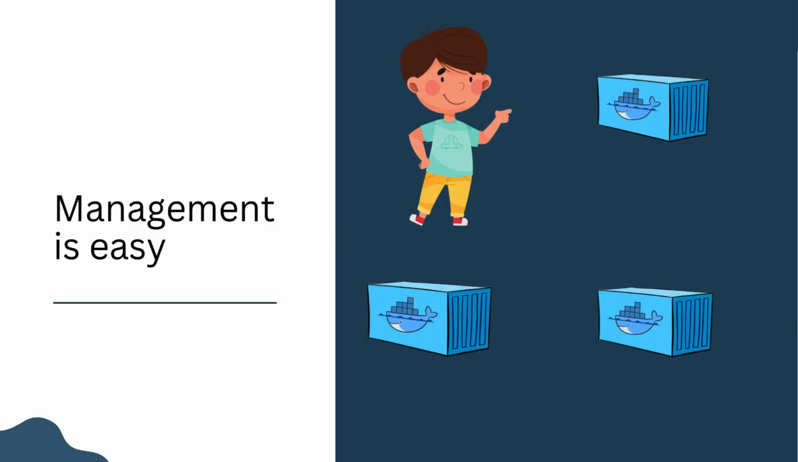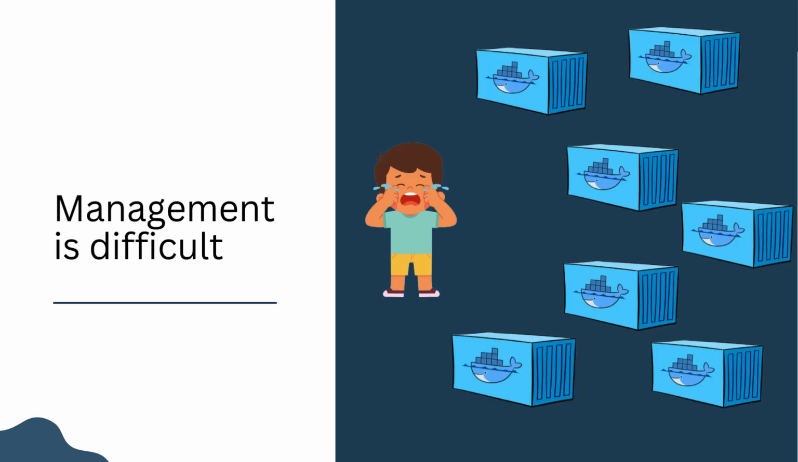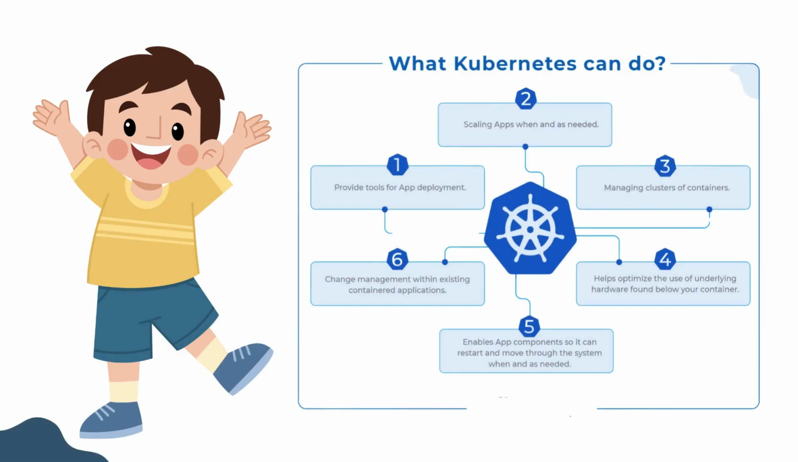Managing a few containers manually is one thing. But what if you have hundreds or thousands of containers? Managing them is very difficult. Now, that is where Kubernetes comes in. It helps manage and orchestrate all the containers automatically.